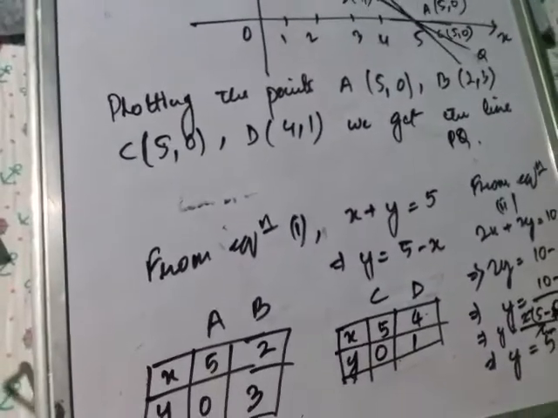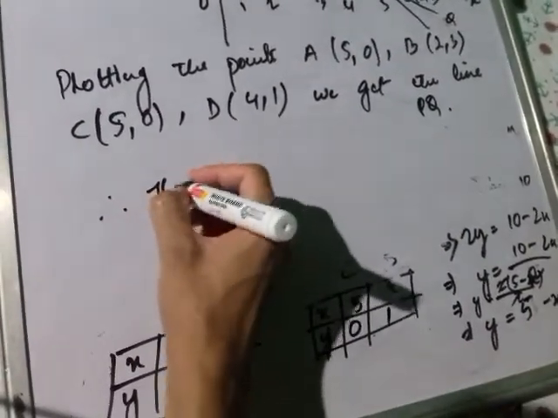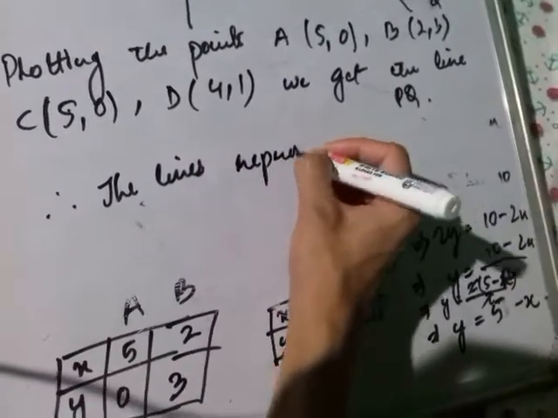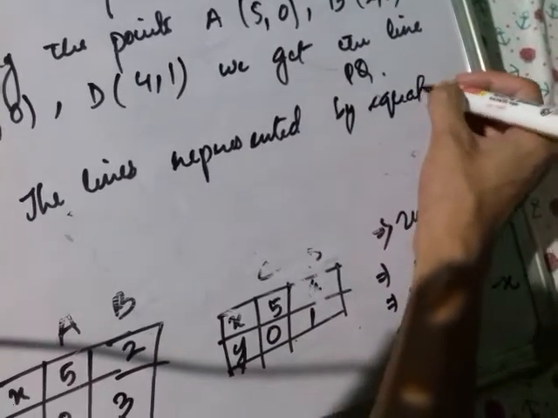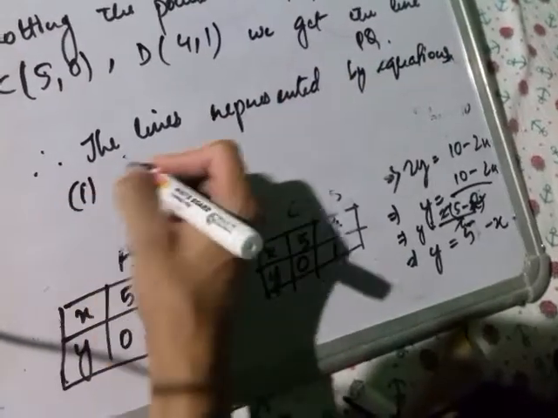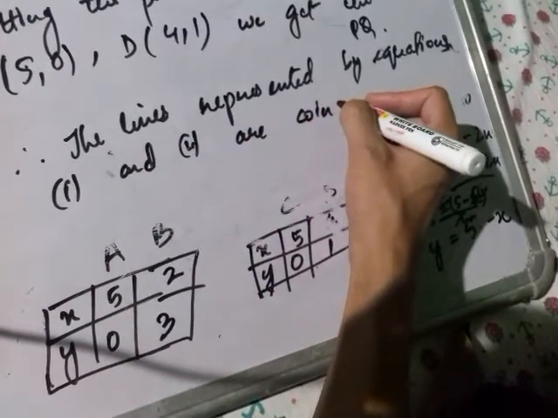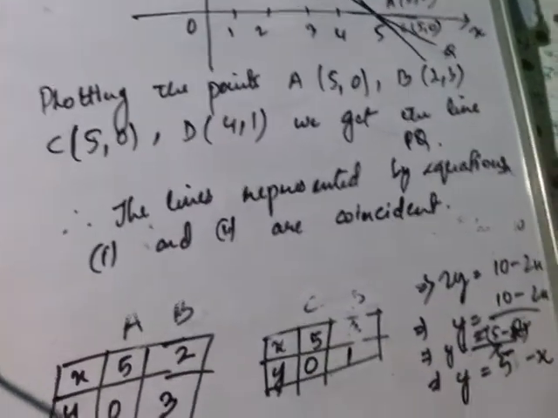PQ. Okay, so here you will write: therefore, the lines represented by equations 1 and 2 are coincident. Yes or no? So if they are coincident, it will have infinitely many solutions.